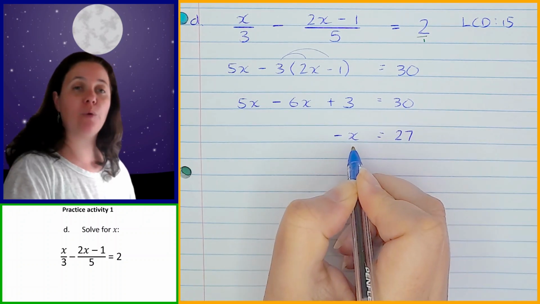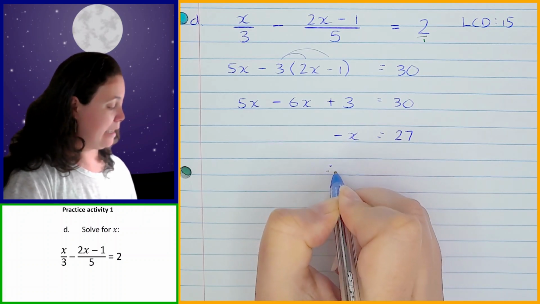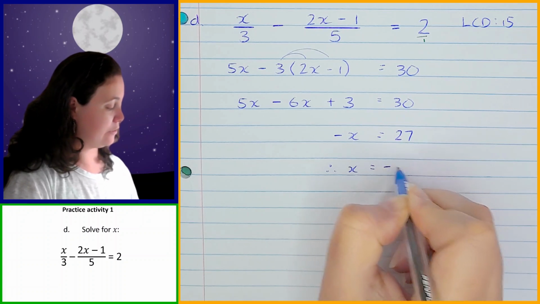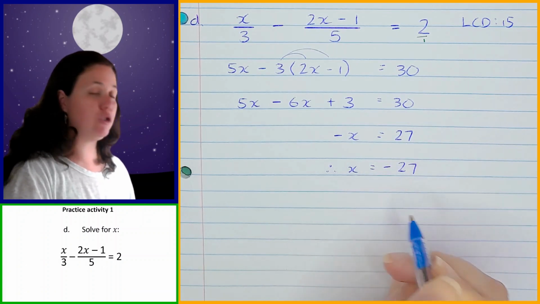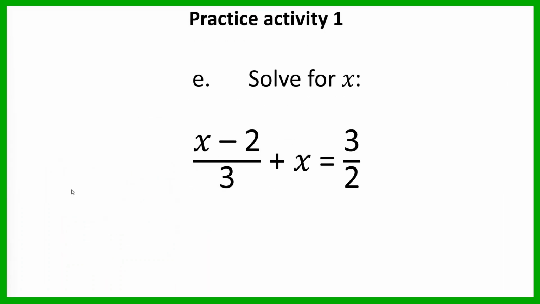So now if I want to know what x is, I'm going to divide both sides by -1. So that gives me x is negative 27. So that's what you should have got for question D, that x is negative 27. Right, let's go on to question E. For question E, we've got (x minus 2) all over 3 plus x equal to 3 over 2. I'm going to give you 1 minute for this one as well.